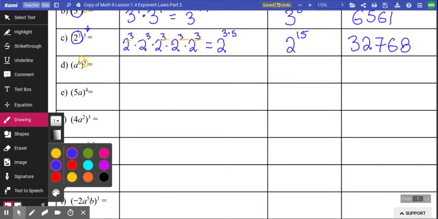Then I could write this out as a to the power of 6 times 5. That's a to the power of 30. And you can't evaluate standard form with a letter, right? You don't know what a is, so you just leave it the way it is. That's the quick way to do it.